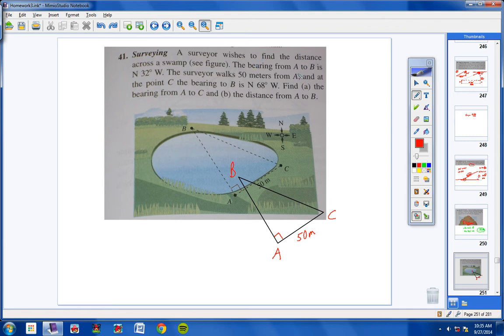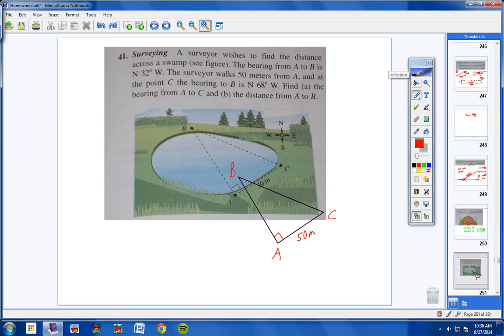The bearing from A to B is 32 degrees west, and the surveyor walks 50 meters from A and arrives at point C, and at point C the bearing from C to B is north 68 west. Find the bearing from A to C and the distance from A to B.